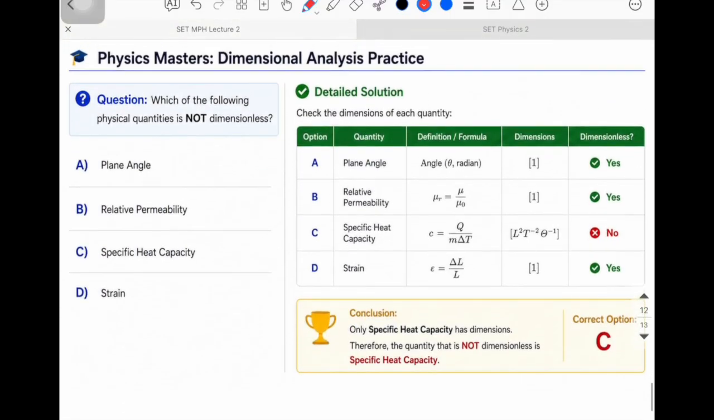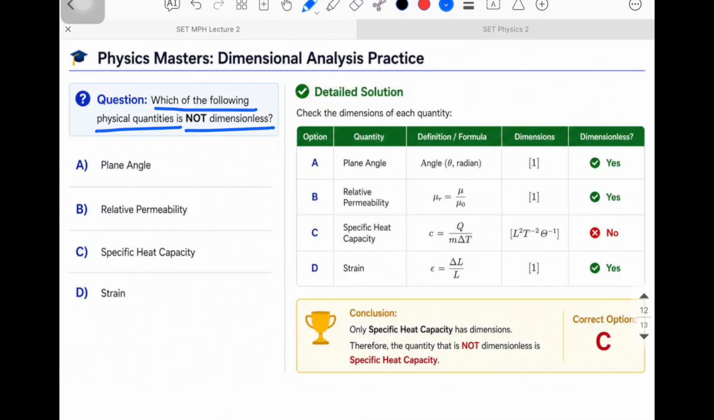Next, another type of question is: which of the following quantities is not dimensionless? Note the point. Sometimes the question will be like that: which of the following quantities is dimensionless? Here it is asked which of the following quantities is not dimensionless.